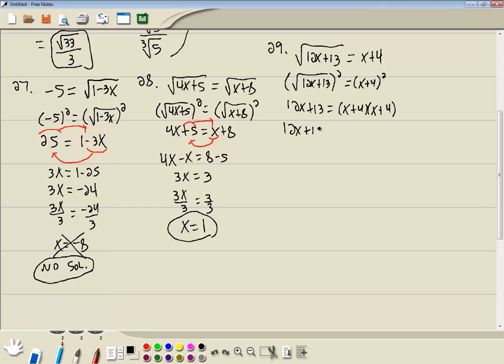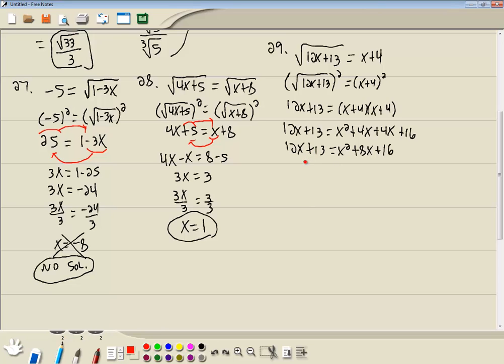So we've got 12x plus 13. X times x is x squared. X times 4 is 4x. 4 times x is 4x. And 4 times 4 is 16. So then we've got 12x plus 13 equals x squared. 4x plus 4x is 8x plus 16.